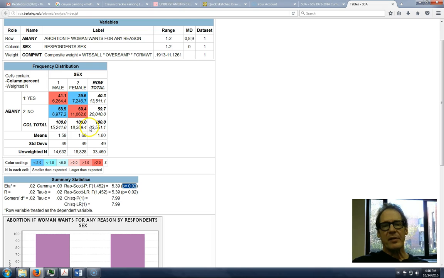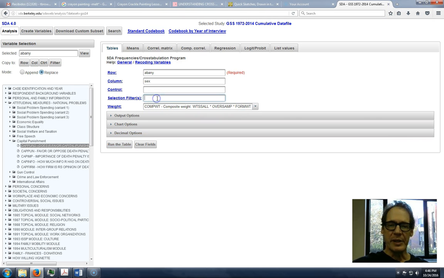Note here that my sample size is 33,460. That's how many people have answered this question. That's a lot. Now the p-value is impressed by large numbers. When you have a survey with a lot of people answering a question, P is almost always going to tell you that your results are statistically significant. Let me show you what happens when we, let's just do 1 year. We're making a selection filter here.